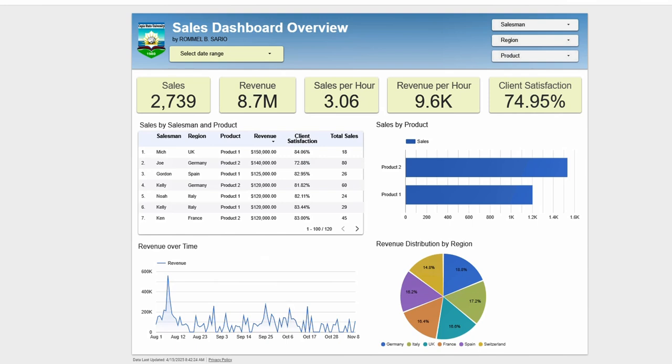Customer experience is now a strength with high satisfaction ratings, a mean score of 74.95%. The product or service delivery is aligned with customer satisfaction. Germany and Italy are driving sales. These regions and their top performing salespeople can serve as models for strategy in lower performing regions.